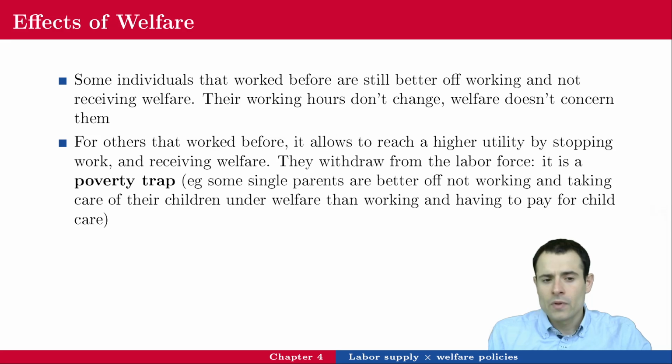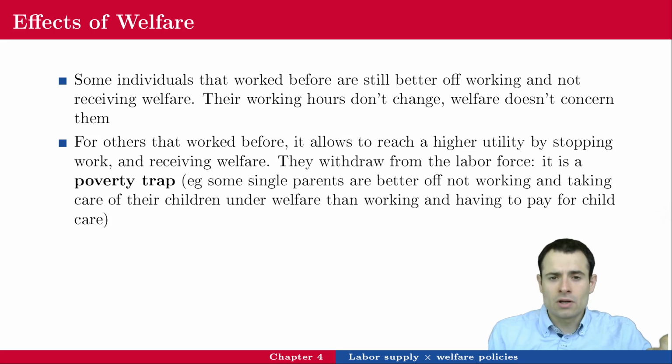The interesting people are the ones that worked before, but now might be able to reach a higher utility by stopping work and receiving welfare. So these ones were working, but now they withdraw from the labor force. It is what we call a poverty trap. A typical example of a poverty trap is the case where single parents are better off not working and taking care of their children under welfare than working and having to pay for childcare, plus related expenses like commuting to drop off their child and pick them up, and so on and so forth.